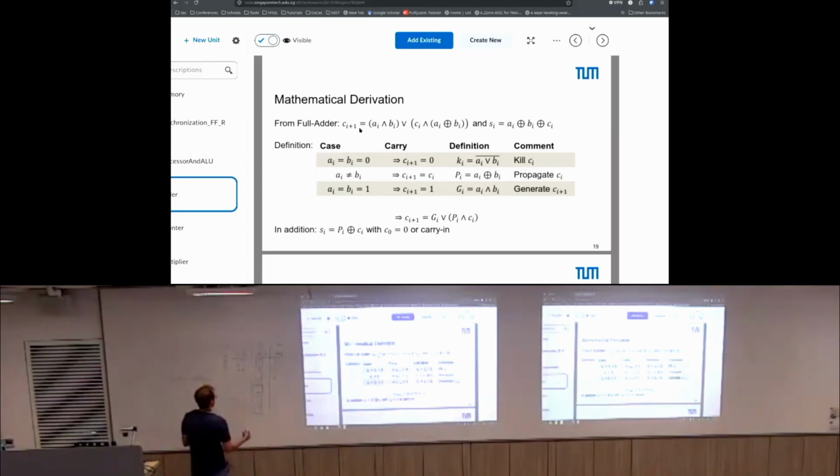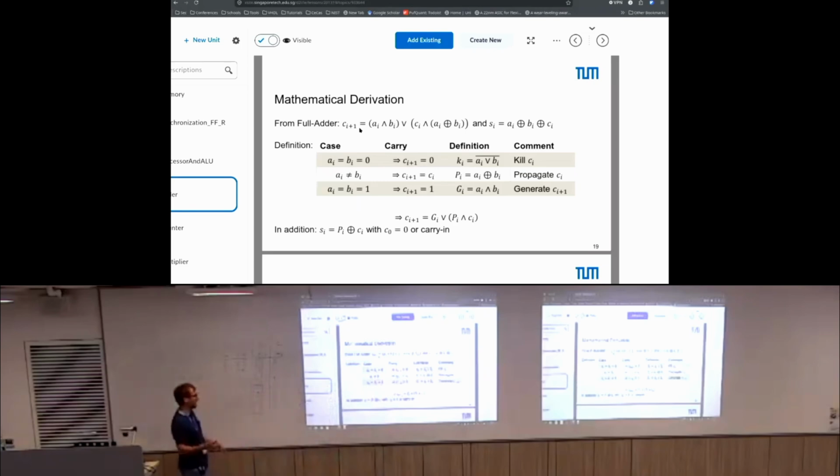What does this mean? So maybe first thing is, what happens if A and B are both 0? So this is this case here, right? If A and B are both 0, then we definitely don't have a C out, right? And what happens if C in is 1? We actually also get a C out of 0, which is then killing the carry, which is why it is referred to here as killing.